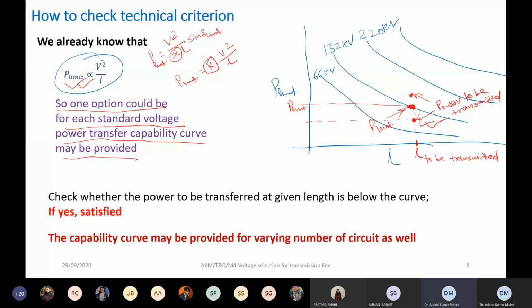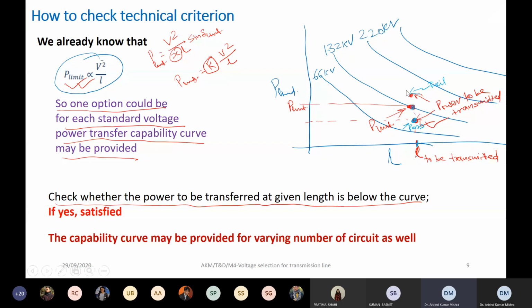So this K includes all the factors we need to consider, and this V square L. These curves are the limiting curves. If it is available, then you can check whether the power to be transmitted at a given length L is below the curve. If so, it passes. This point passes, but this fails because the power to be transmitted for this length is beyond the limiting value for this voltage line at this distance.